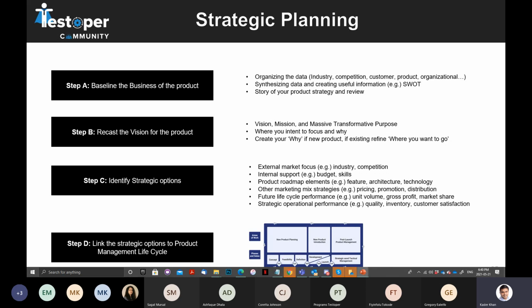And once that is done, then you need to figure out what are all the actions that I need to do to really get there. Pick industry, competition. Do I have a budget? Do I have the skills? Which feature, architecture, everything that I do. And then how am I going to price it? How am I going to stock it? And how am I going to measure the customer satisfaction? This whole thing, you've got to understand and have a grasp of it. And each of these things will map to different phases in your product development lifecycle. So that's what strategic planning is all about.